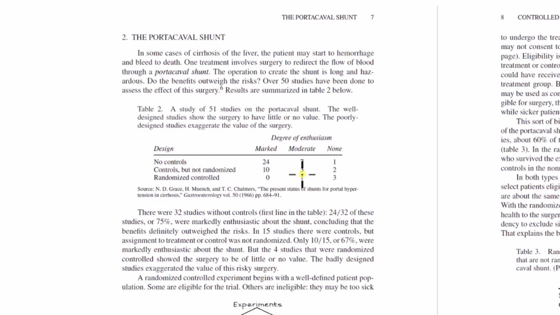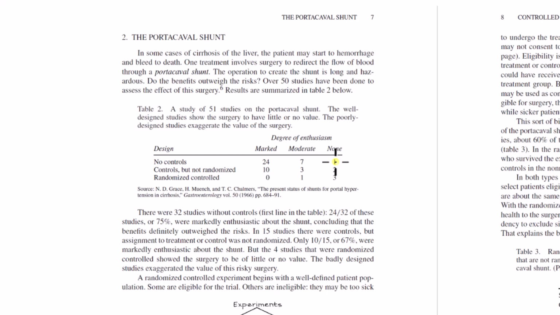So we have 51 separate studies here. In each of those studies, there would be multiple surgeries. And for these studies, there were no control groups. So this is not the best designed experiment. With no control groups, there were 24 where the conclusion from the overall study had a high amount of enthusiasm, saying that the benefits outweighed the risks. 7 moderate, 1 none, so negative.